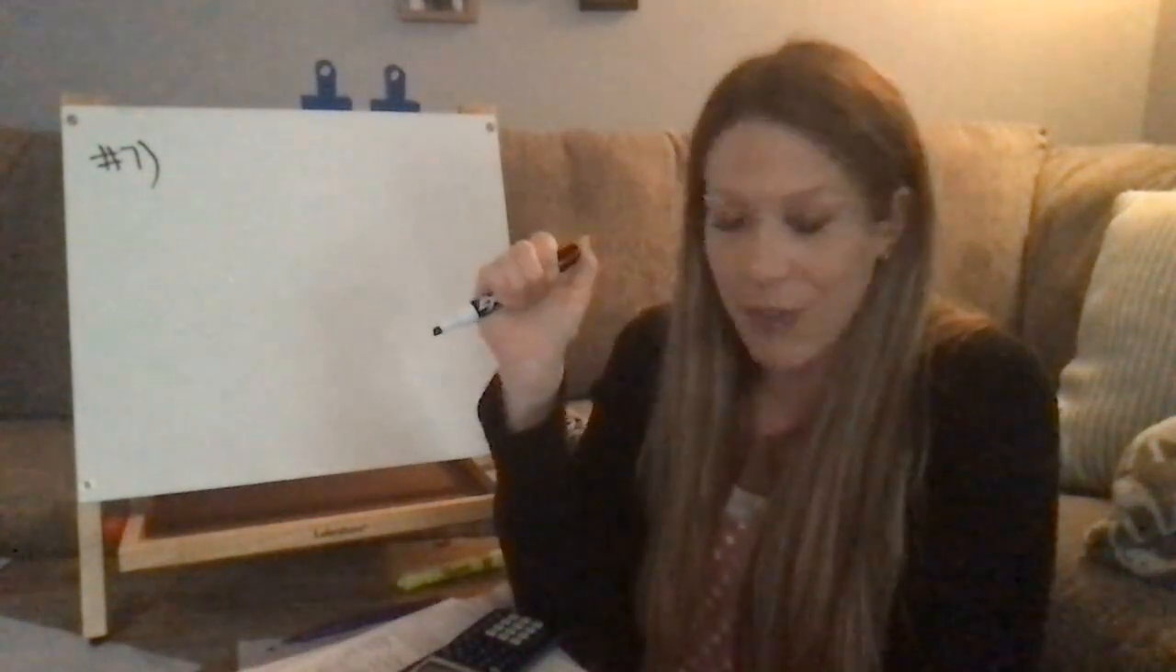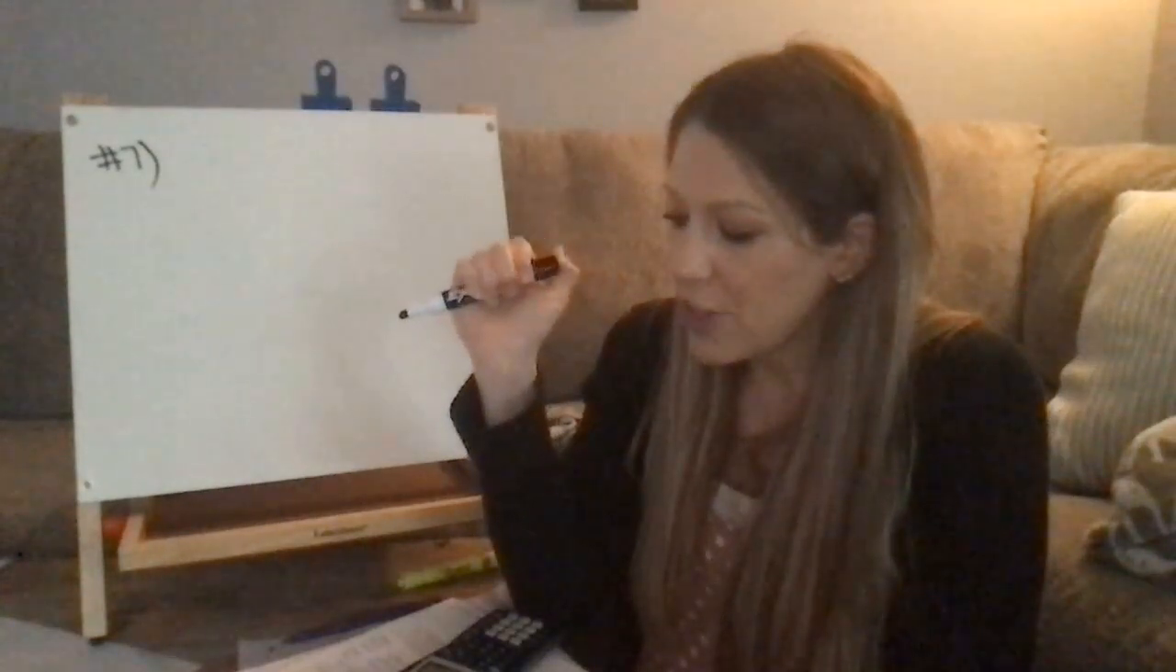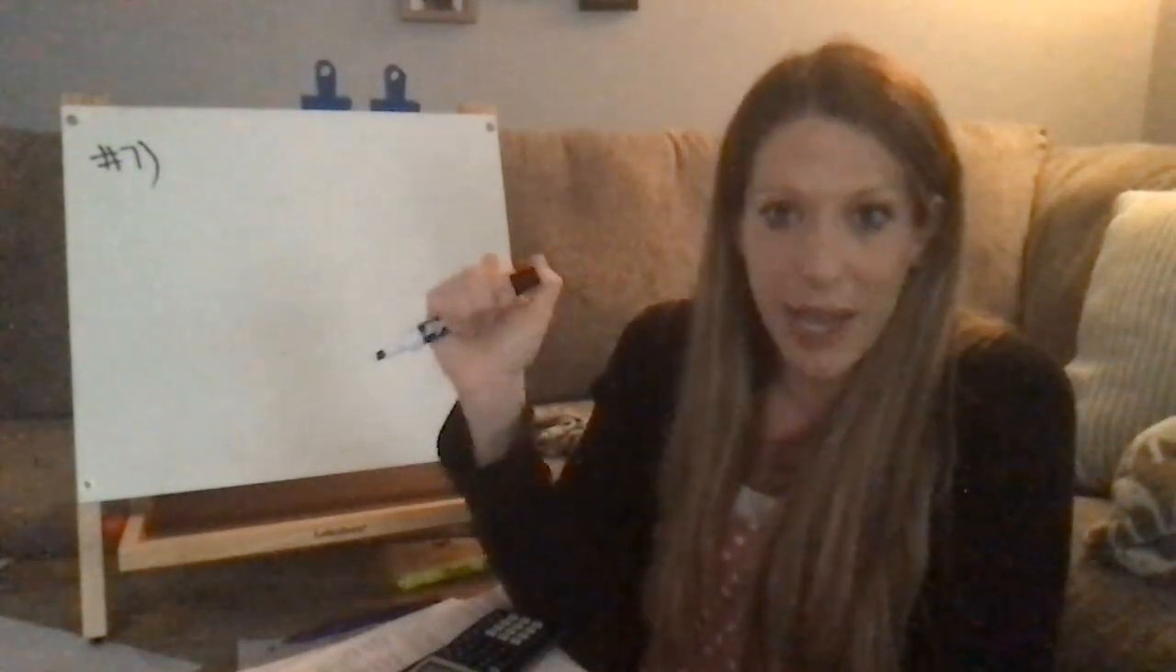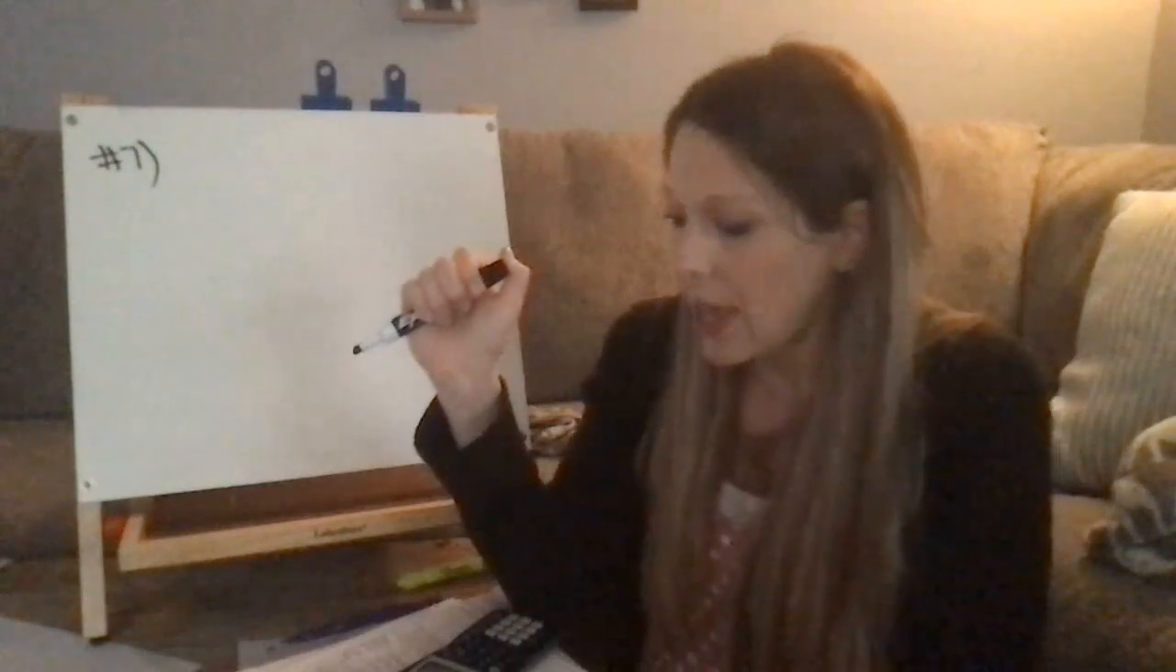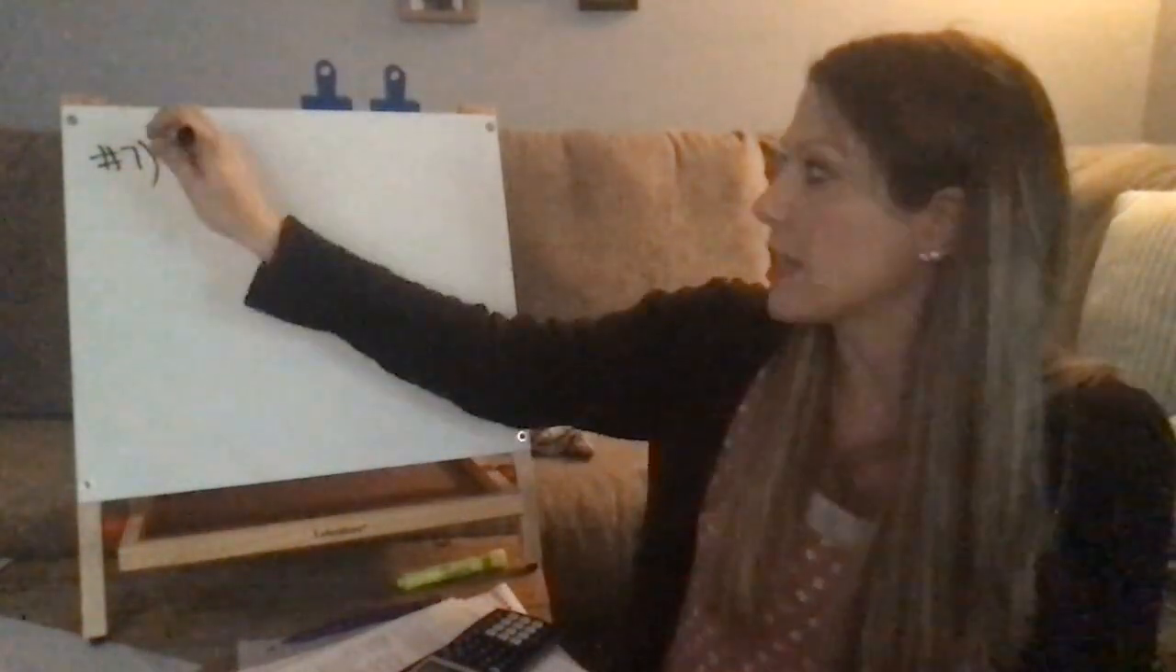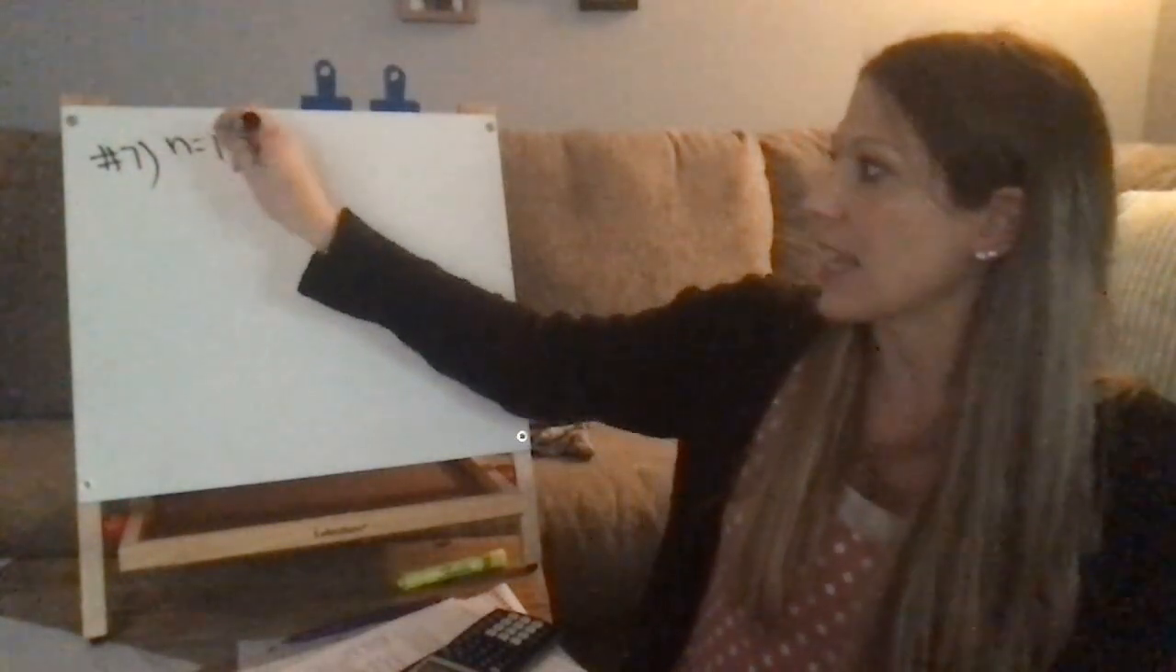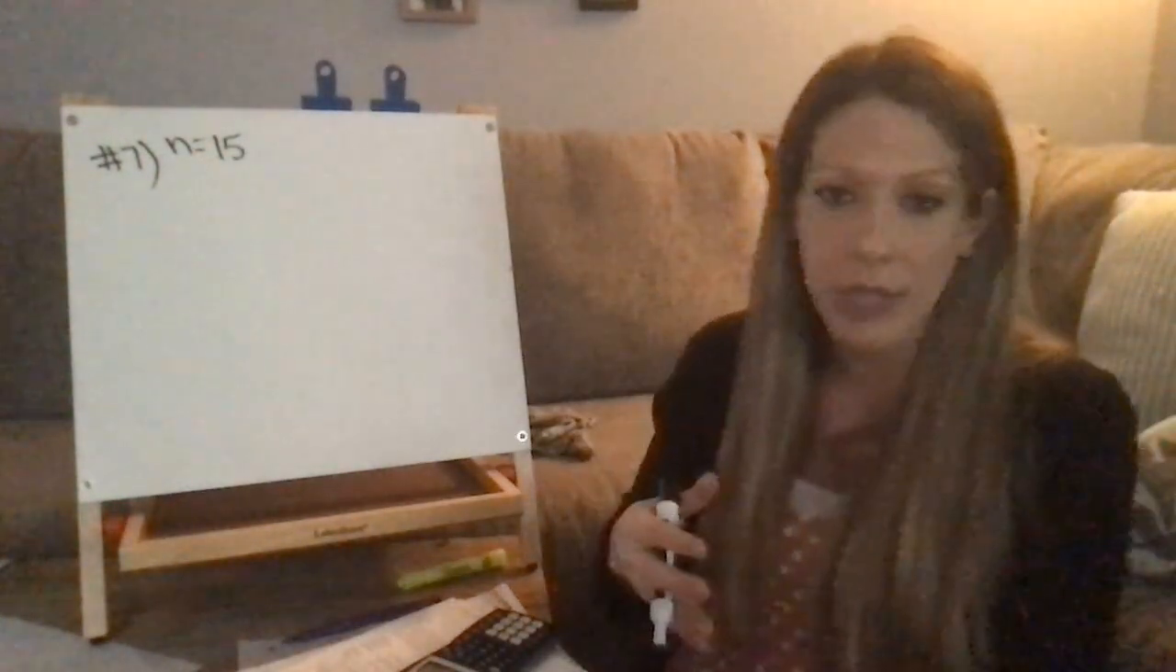But number 7 from your notes, we're talking about a game of chance, and it says the probability of winning is 30%. 15 games are played, so if we're using that formula that was given to you, that means N is 15. That's how many trials are being run.